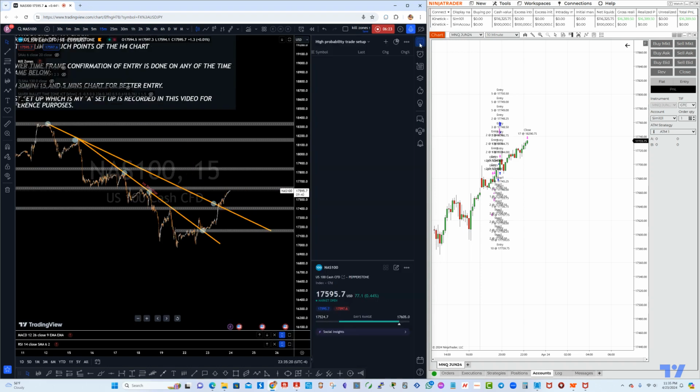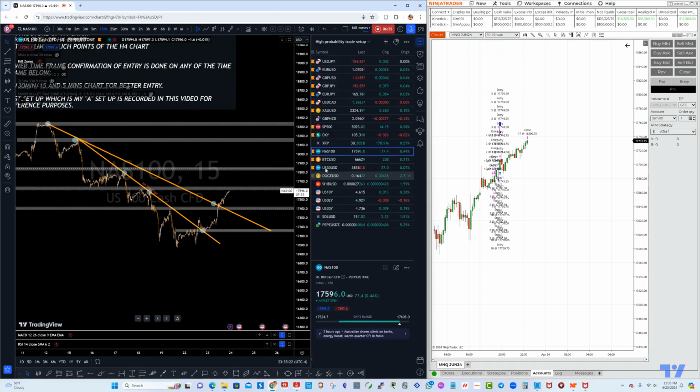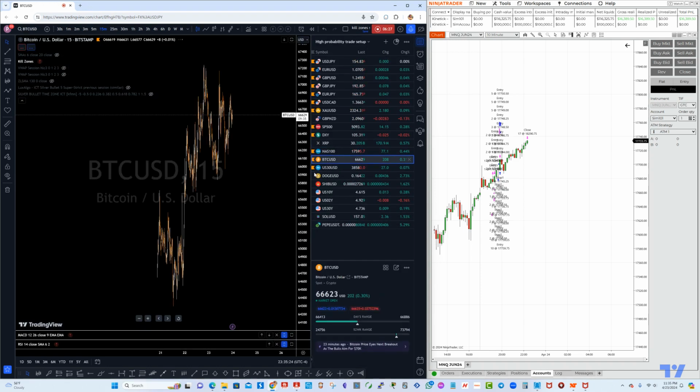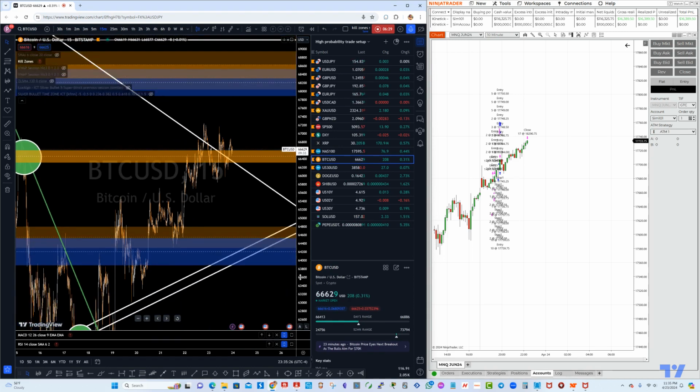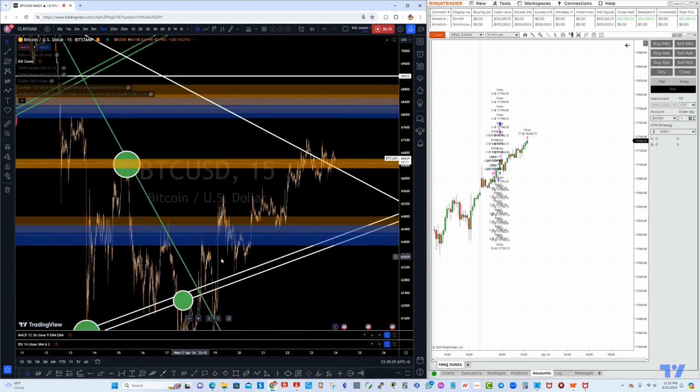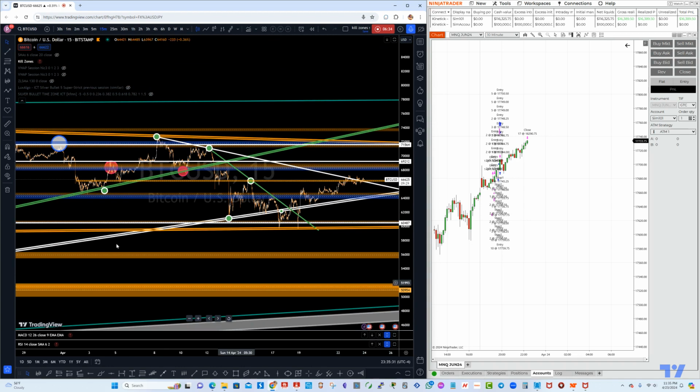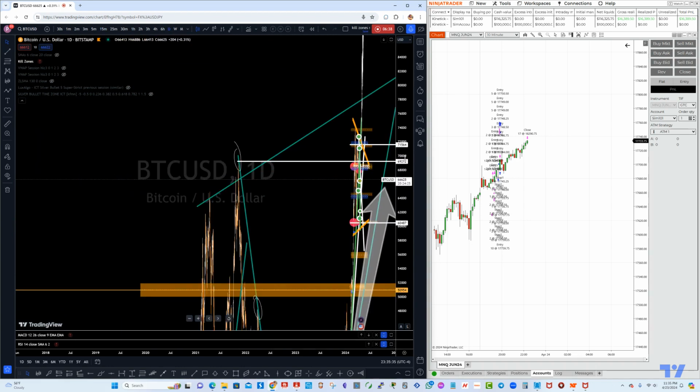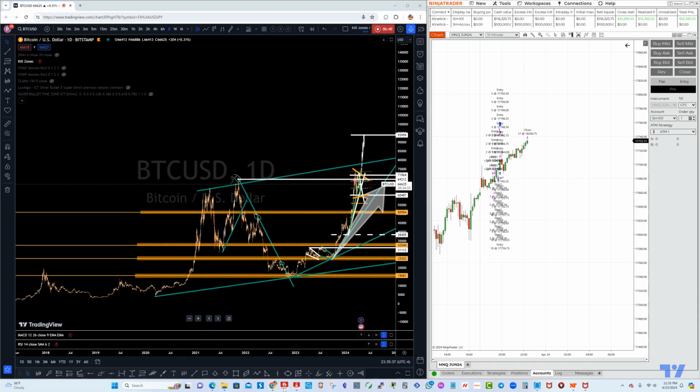Look at this on Bitcoin. I found out that Bitcoin was going to be bullish a long time ago. This is my trend line.